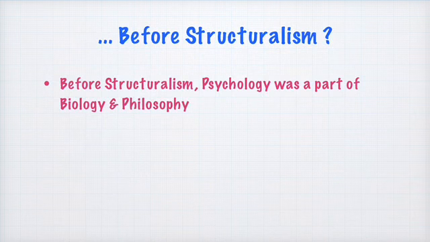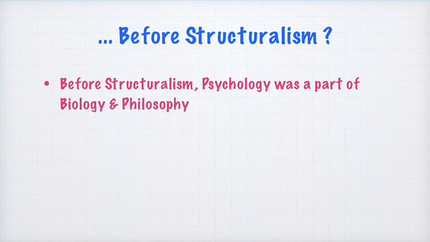Structuralism, as I told you, was the first school of psychology. This was the first time that psychologists came together and formed a group or a school. But the question is, what existed before structuralism? Was there no psychology before it? It was very much there, but the questions of psychology were studied through biology or philosophy. All that is understood as psychology today was being thought of within disciplines called philosophy and biology.